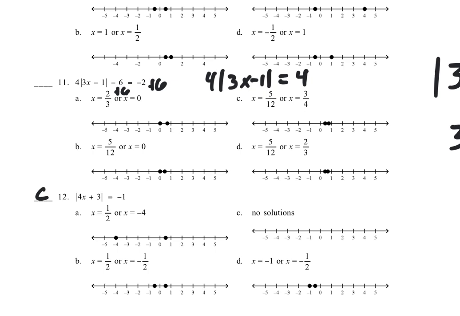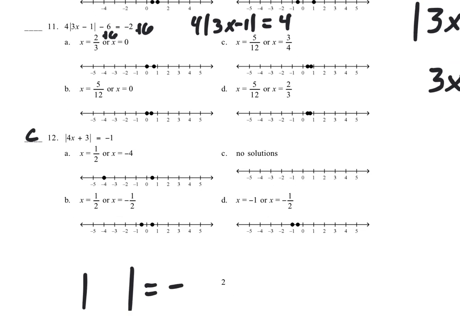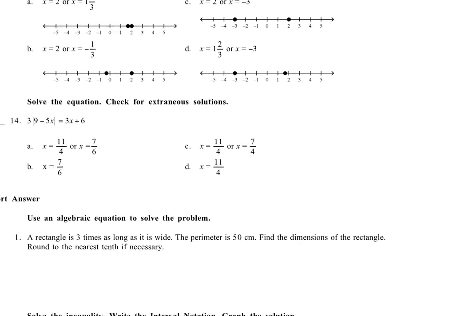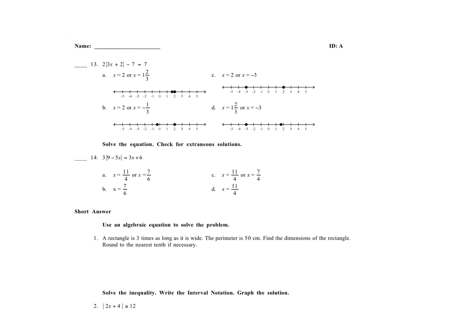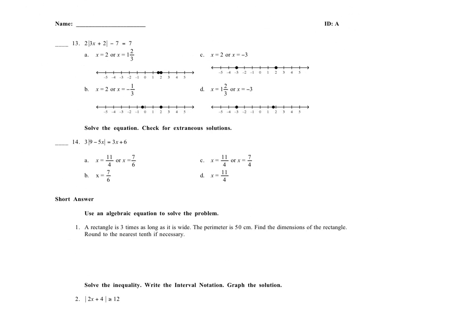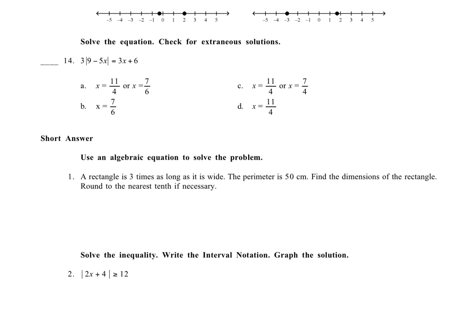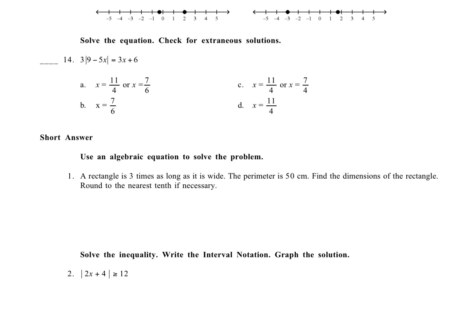Okay, 13 and 14. Those are the other 2 absolute value equations. We already did one kind of like 13, so I'll let you work through that one. Number 14, I think, is a little bit tricky. We had one like this on our homework, and we did some like this in our notes as well.